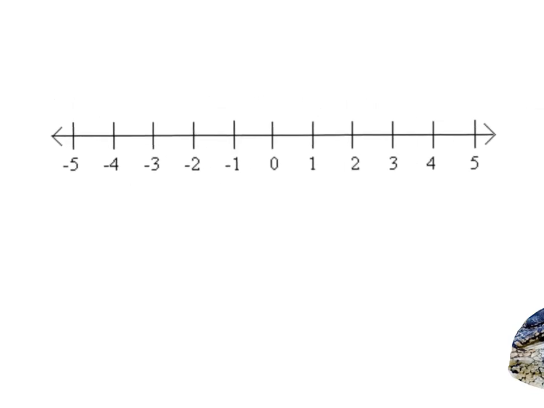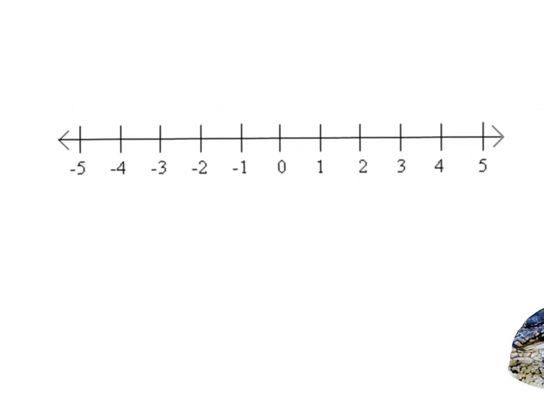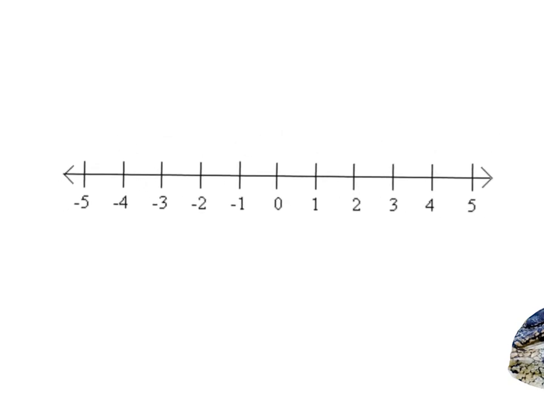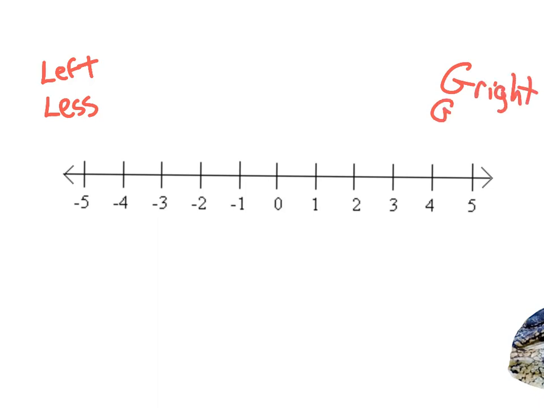Let me show you what I'm talking about here. Everybody draw a quick number line. It doesn't have to be perfect. It doesn't even have to go as far as negative 5 or positive 5. Just anything: 0, 1, 2, 3, and negative 1, negative 2, negative 3. And let's also write this down. Anything on the left side will be less. And anything on the right side will be greater.